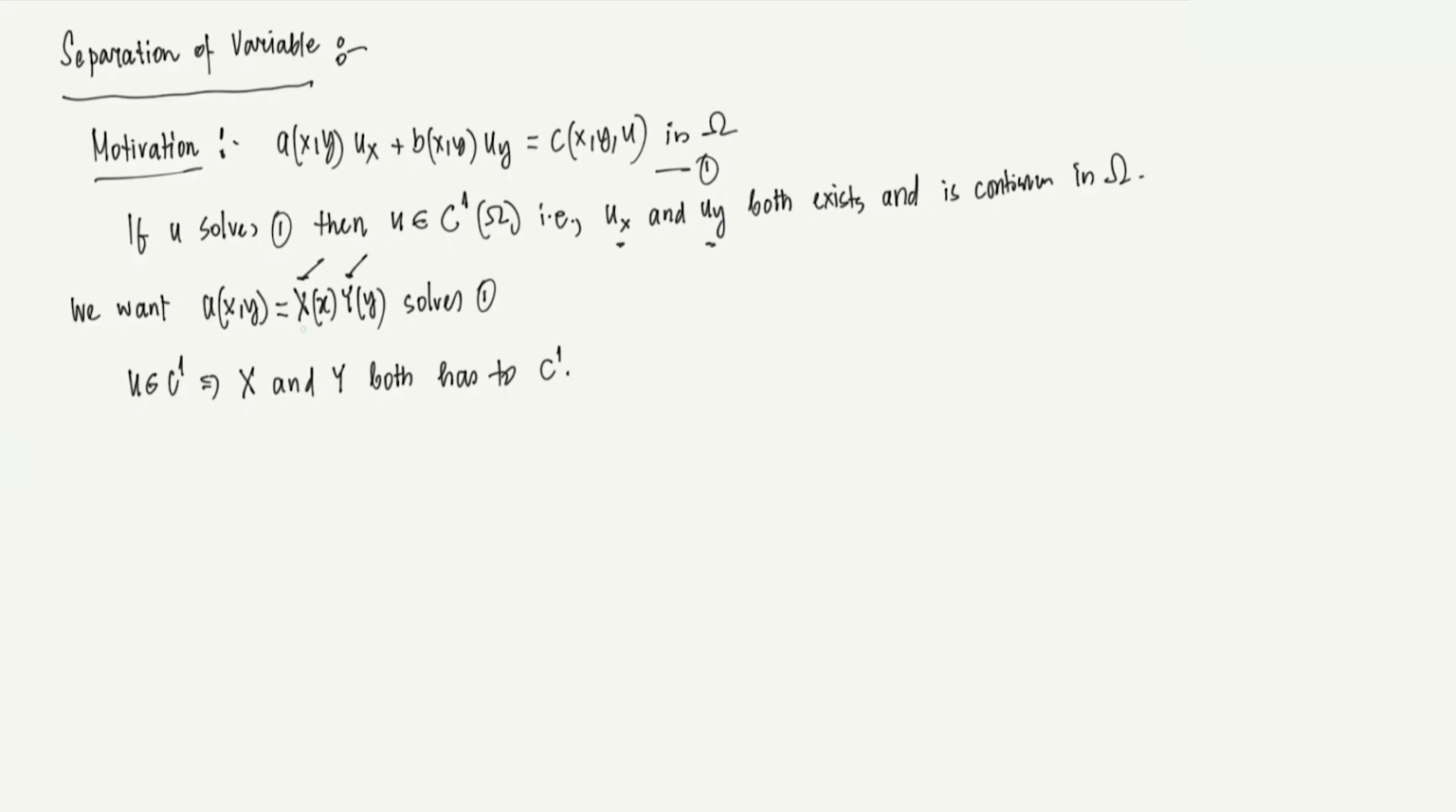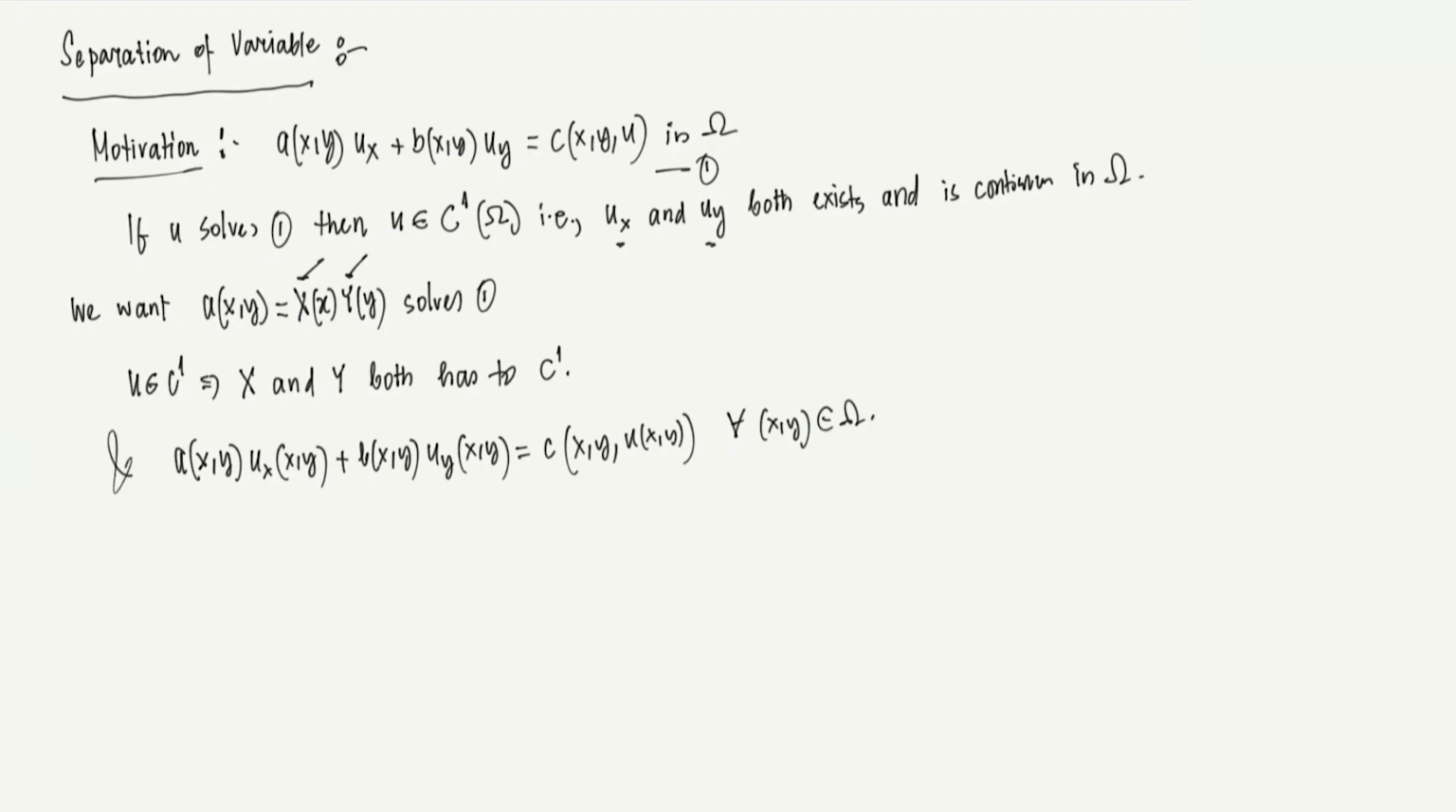And then what happens is, once this satisfies this, since this solves 1, then you always have this problem, right? a(x,y) u_x(x,y) plus b(x,y) u_y(x,y) equals c(x,y) u(x,y). This should hold for all x, y in whatever domain omega. So this should hold. Yes.